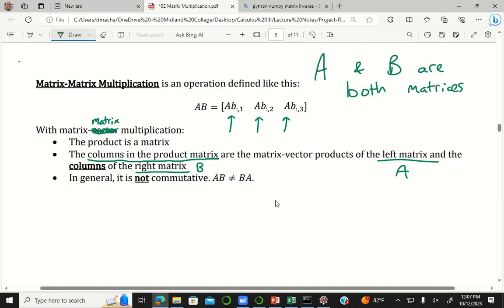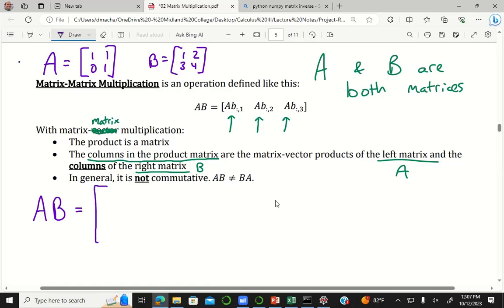So I'll try to make up a quick example. These problems can sometimes take a long time. So let's say the matrix A is the matrix 1, 1, 0, 1, and the matrix B is the matrix 1, 2, 3, 4. Then A times B is going to be the matrix where the first column is going to be the matrix A times the vector 1, 3, and the second column is going to be the matrix A times the vector 2, 4.